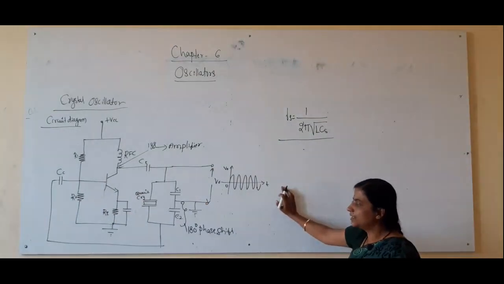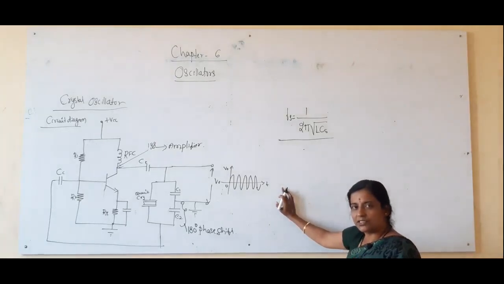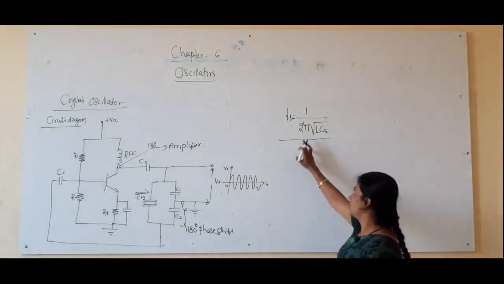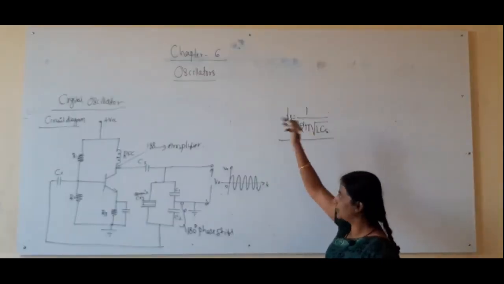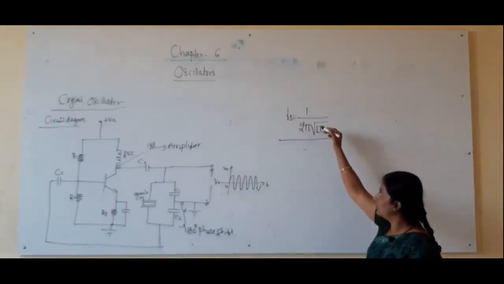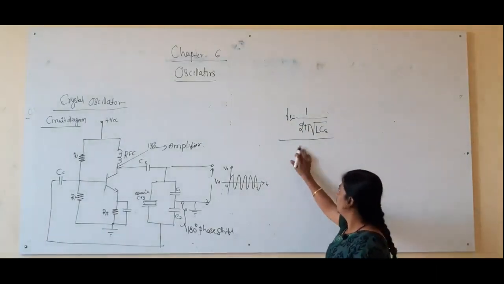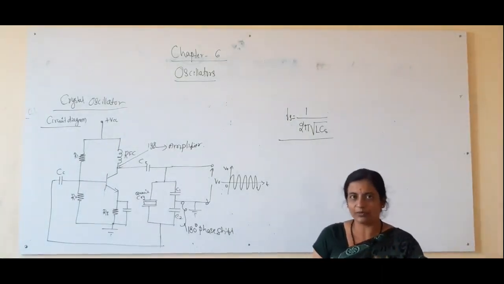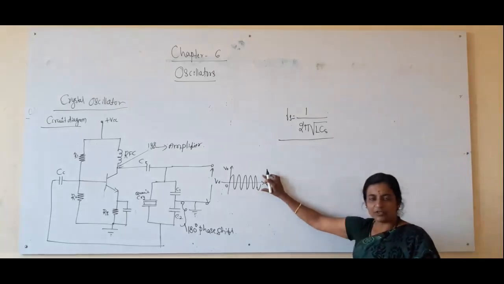In the working, the crystal behaves as an electrical series resonant circuit and oscillates with the series resonating frequency. That series resonating frequency itself is the frequency of oscillation of the crystal oscillator, which is given by 1 by 2 pi root of L CS. The frequency of oscillations obtained at the output side is very stable.